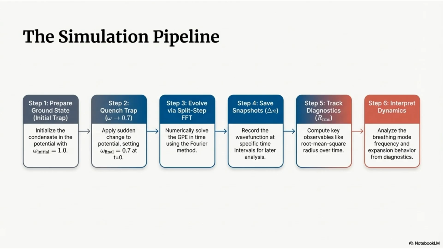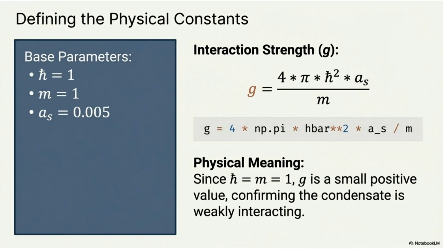The simulation pipeline starts with preparing the ground state. Next, we quench the trap potential and evolve the system using the split-step FFT method. Finally, we save snapshots and track diagnostics to interpret the dynamics. We define the physical constants for the simulation, with h-bar and mass m set to 1 and the scattering length a_s at 0.005. The interaction strength g is a small positive value, confirming weak atomic interaction.